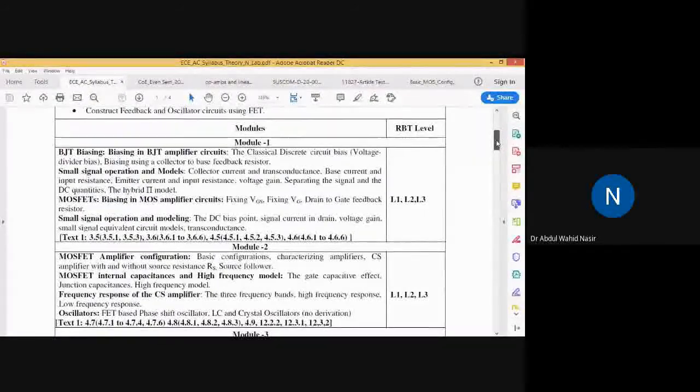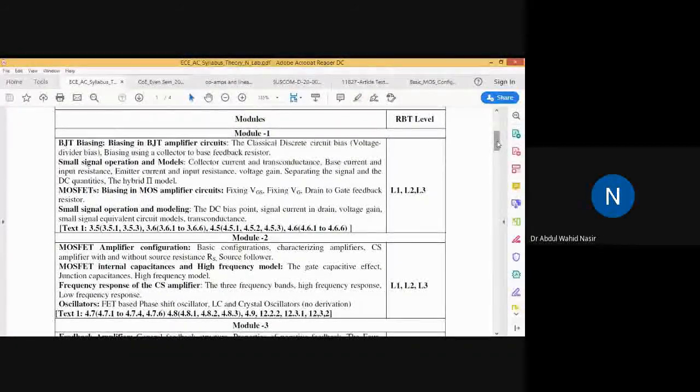In module 1, just a recap, we studied BJT biasing and its small signal operation model, and also biasing in MOS amplifier circuits. Module 2 is especially dedicated to MOSFET: MOSFET amplifier configuration, then MOSFET internal capacitances and high frequency model, then frequency response of CS amplifier and oscillator. So it is all about the MOSFET and its application and usage.